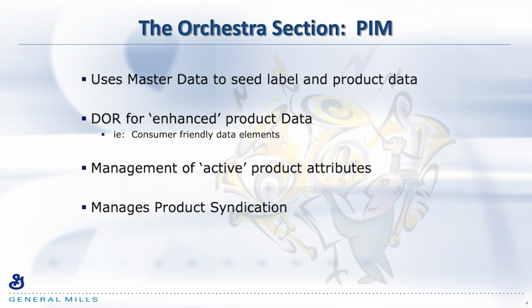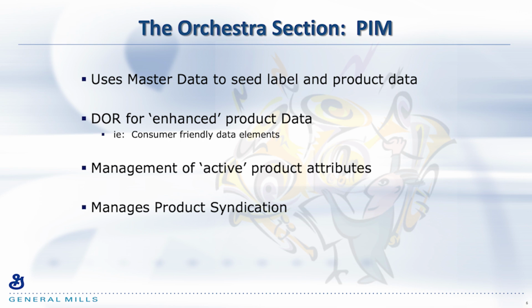And what does that mean? It means the consumer-friendly stuff. So I don't want my SAP product name to appear somewhere where a consumer is going to see it because it means nothing to them. So they manage all the consumer-friendly stuff, the claims about your product, the product-friendly names, whatever consumer-friendly information you might have. And they also manage the active product attributes.